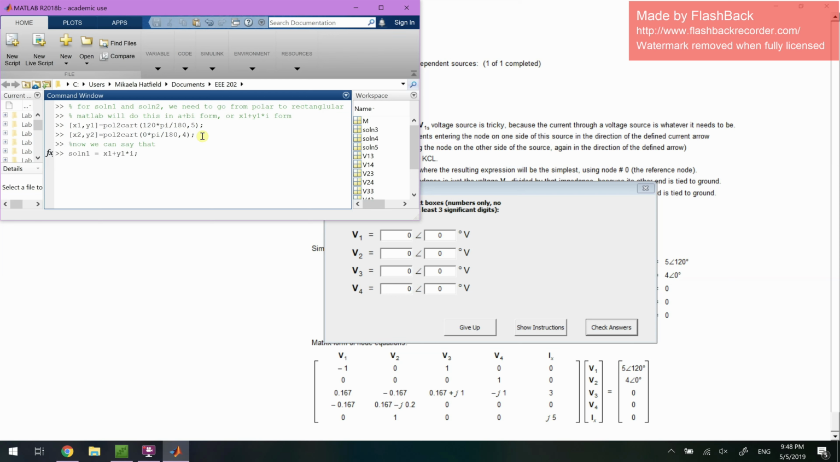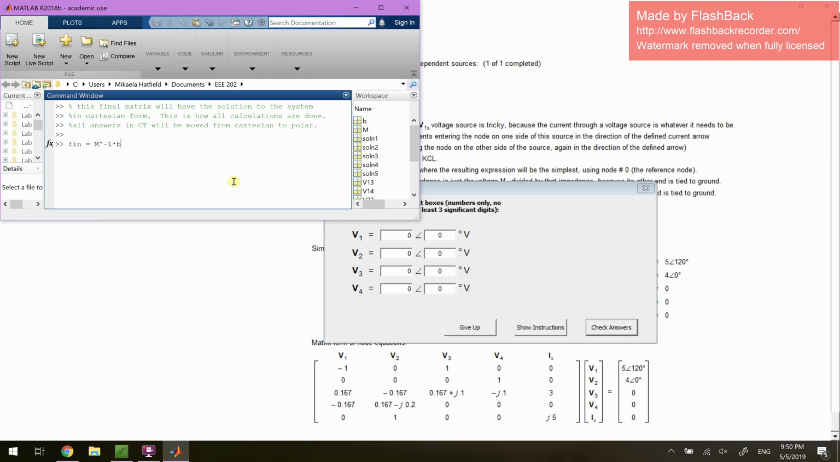And then what we're going to do is say that solution 1 and 2 are equal to x1 plus y1 times i, because this is the form that MATLAB stores Cartesian coordinates. It stores it in the form a plus bi. So now solution 1 and solution 2 are the Cartesian version of the polar coordinates that we see in Circuit Tutor. And then for our solution matrix, we can just go ahead and put in solution 1, 2, 3, 4, and 5.